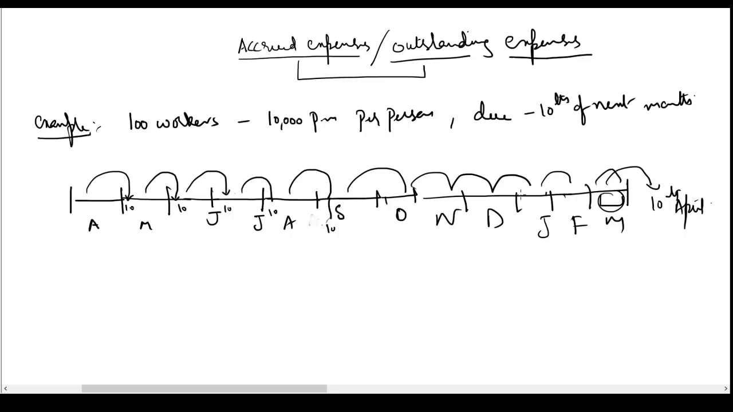So now, the wages for the work done during April become due on 10th of the next month, that is 10th of May. Wages for the month of May become due on 10th of June. If they are not paid on 10th of June, they become outstanding.